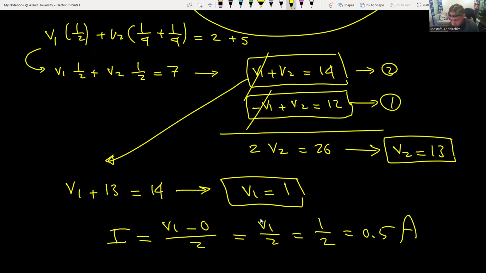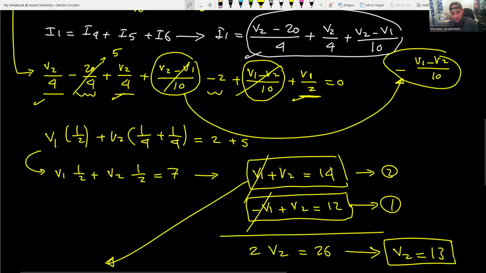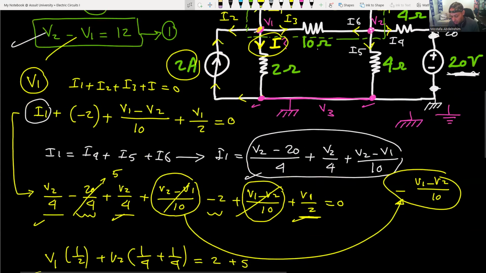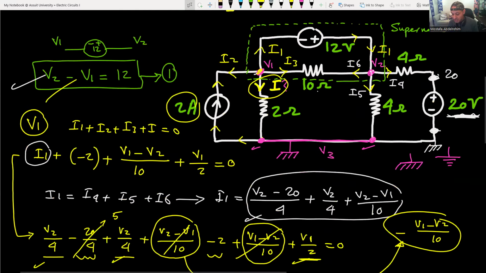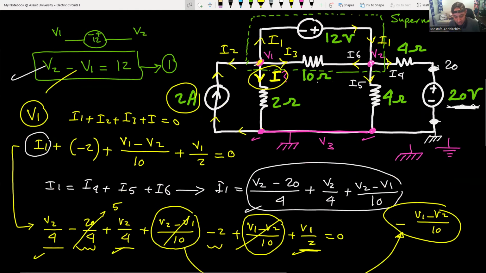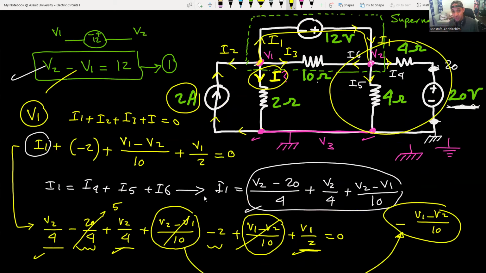Okay, guys. So that's basically the supernode thing. You don't need to be scared of it. You don't need to panic or something like that. It is just adding a new equation. And because we don't know how to calculate the current inside the branch of the voltage source, we have to follow the current and find its value from the other node. That's it. That's the trick.